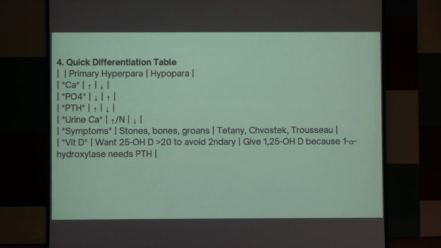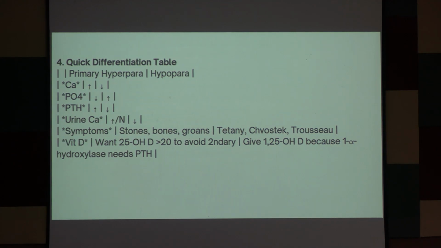So, a quick differentiation table: primary hyperparathyroidism and hypoparathyroidism. Calcium: primary high, hypo low. Phosphate: primary low, hypo high. Parathyroid hormone: high in primary, low in hypo. Urine calcium: either high or normal, but in hypo it is low. Symptoms: stones, bones, groans in hyperparathyroidism; in hypoparathyroidism, tetany, Chvostek and Trousseau sign.